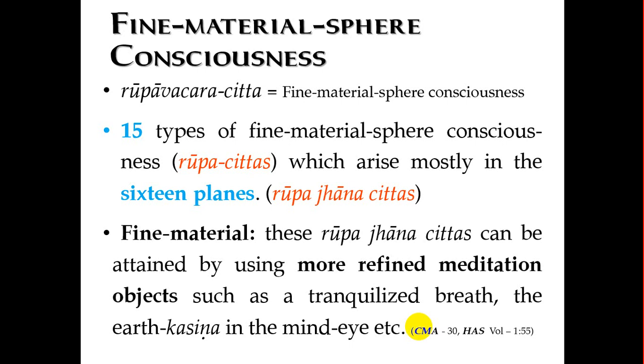So we have 15. When you get there, we will learn in detail. We have different jhana factors. When you complete all those factors, you attain jhana, right? Therefore, we call it fine material consciousness. So we have 15.